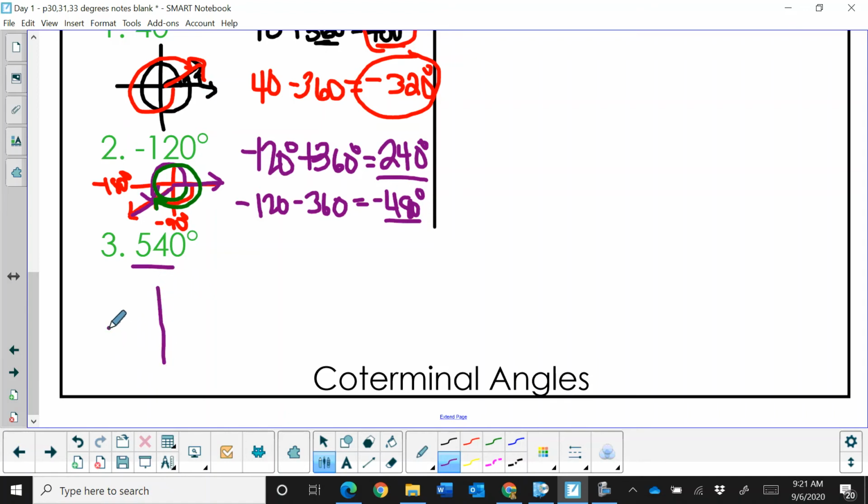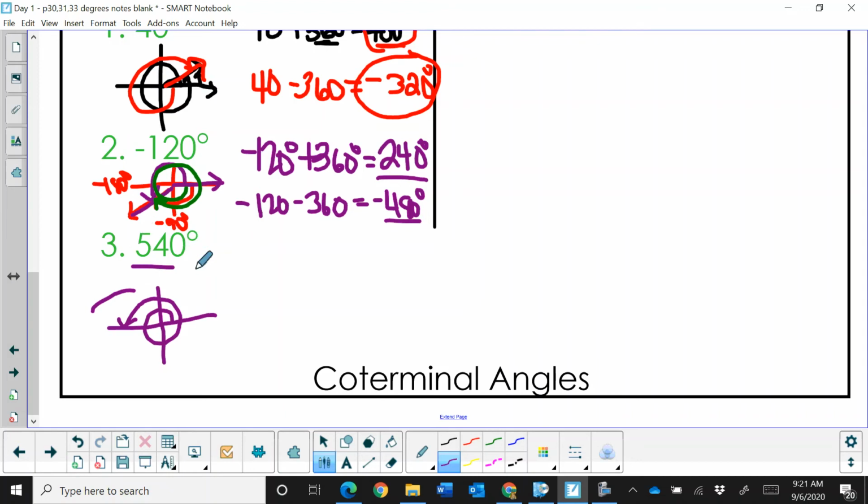Now let's try 540. Now we know, wow, that goes around quite a bit. So if I were to start on the x-axis and go around once, that would be 360. Then this is 450, and then it ends over here at 540. So what's another name for that position?